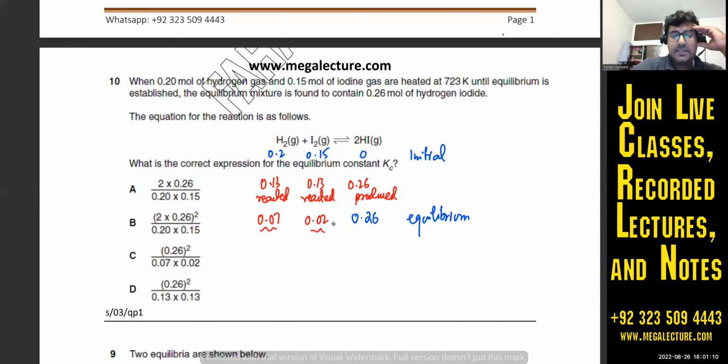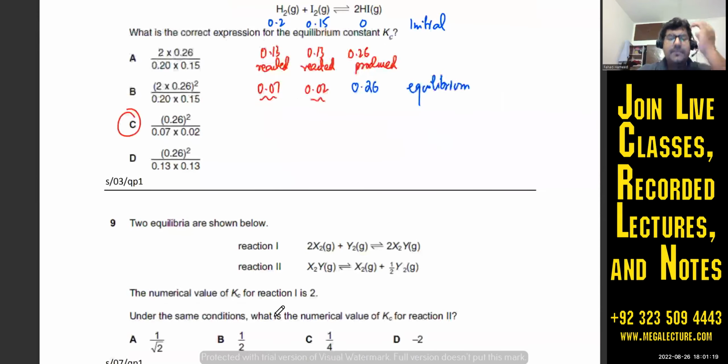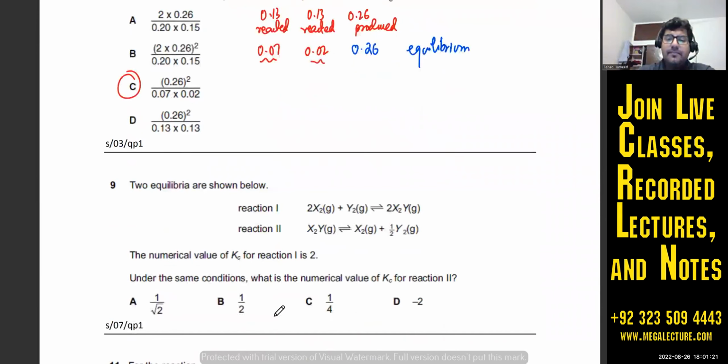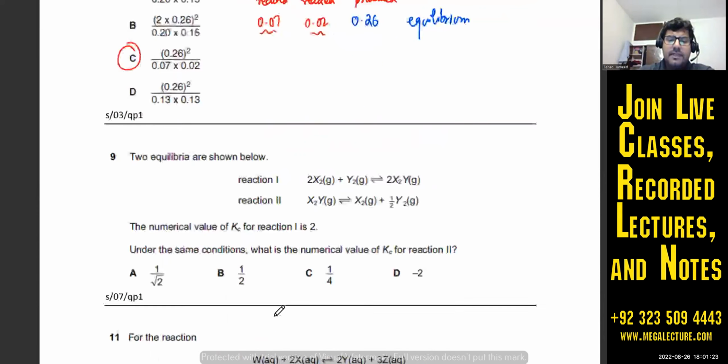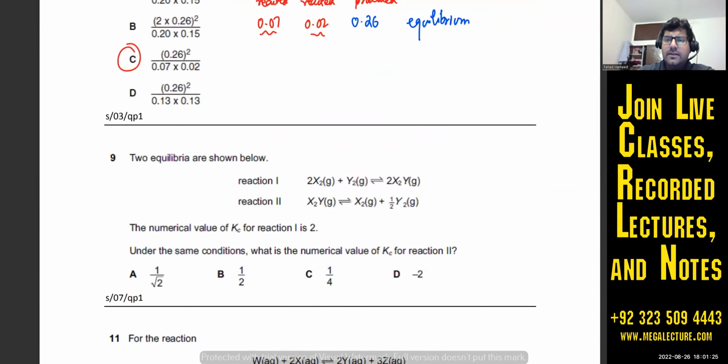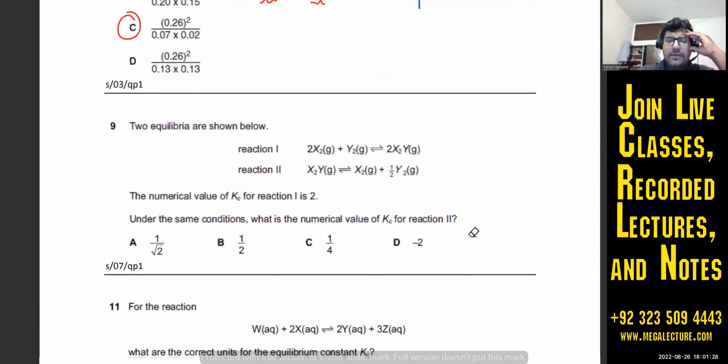So your expression is going to be Kc. It's going to be 0.26 squared divided by 0.02 times 0.07. Okay, and so that's Kc. Okay, and let's do a few more questions, more difficult questions.